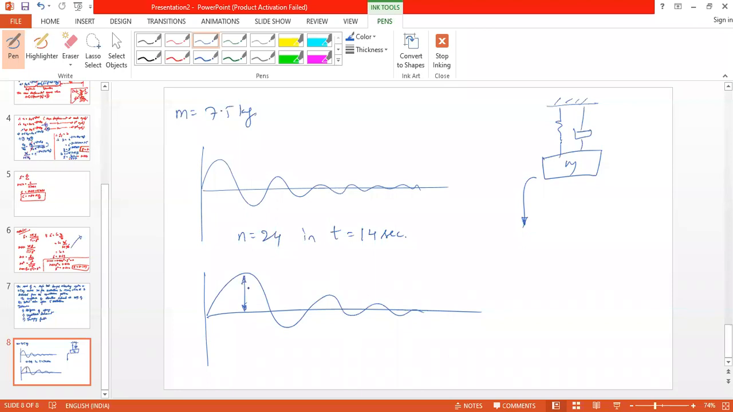So say this is x1. X1 is the amplitude of the first cycle. In the same way, x5, the amplitude of the fifth cycle, is 25%, that is 0.25 times x1. Is it clear? Yes, sir. So these are the conditions given, and now we need to find the value of spring stiffness k, the logarithmic decrement delta, and zeta.